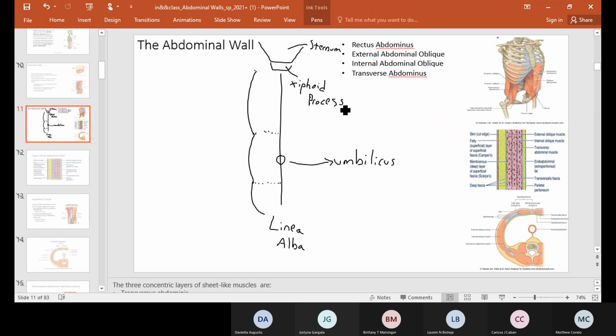So rectus abdominis is going to come down and it's going to attach into the pubic tubercle. When we cover the inguinal canal, we'll cover the pubic tubercle a little bit. It's also going to attach into something called the pubic crest. It's also going to attach into something called the pubic symphysis. We kind of covered those on Wednesday. Those are all going to be where it attaches into the pelvis. So these are all pelvic structures.